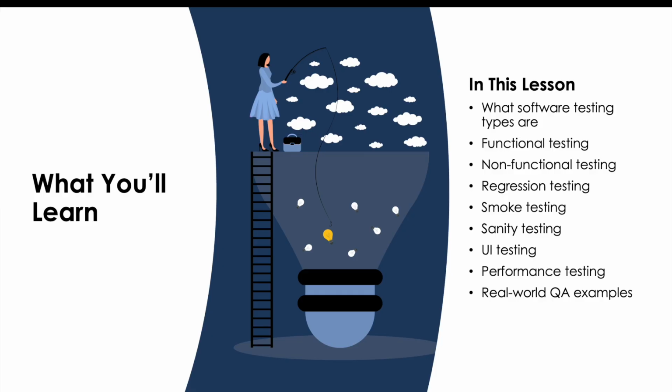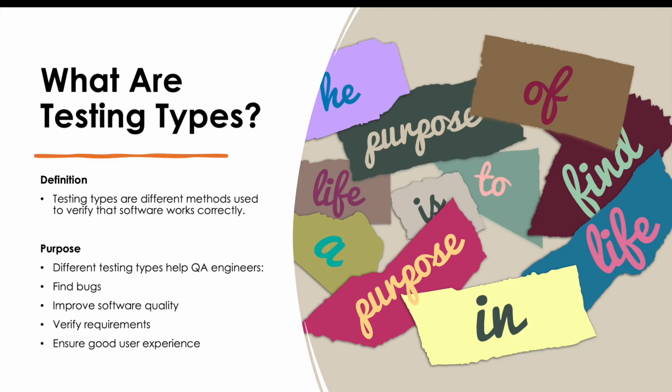So what you'll learn in this lesson: what software testing types are, functional testing, non-functional testing, regression testing, smoke testing, sanity testing, UI testing, performance testing, and real-world QA examples. So what are testing types? Definition: testing types are different methods used to verify that software works correctly. Purpose: different testing types help QA engineers find bugs, improve software quality, verify requirements, and ensure a good user experience.